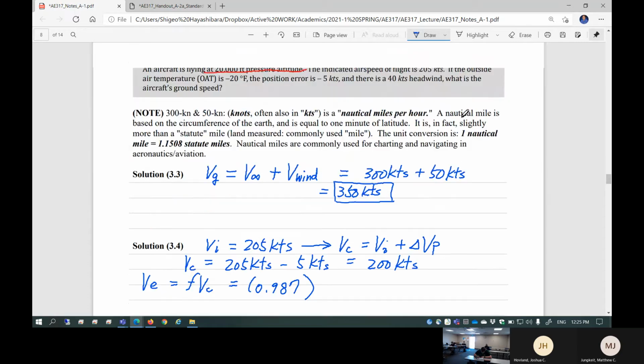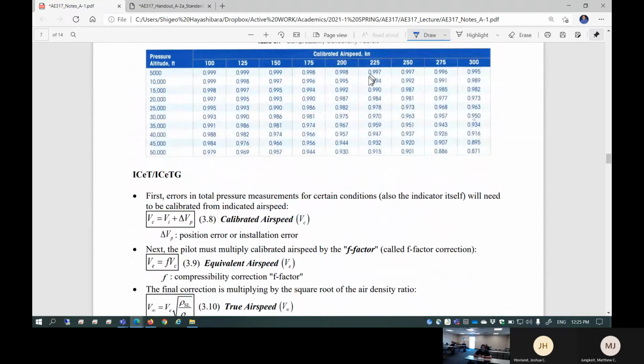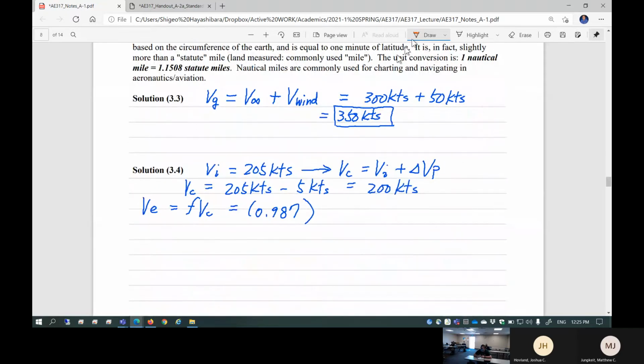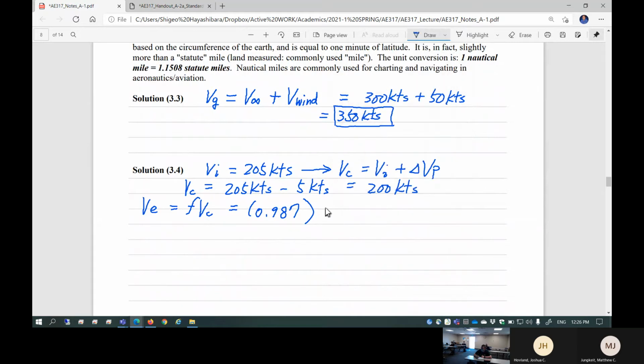How did you do that? Okay, so calibrated airspeed is 200, and pressure altitude 20,000. So you pick up this value, 0.987, the F factor here. Then you're going to multiply with it. So now 0.987 times V_C. V_C is 200 knots. What is the equivalent airspeed? 197.4.